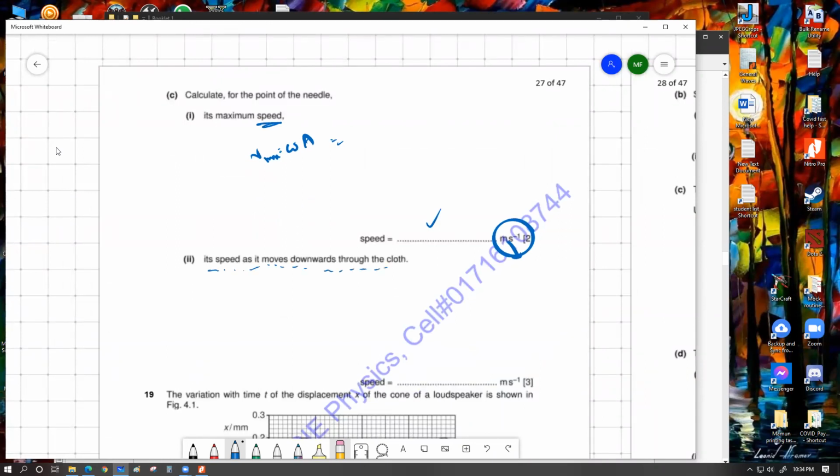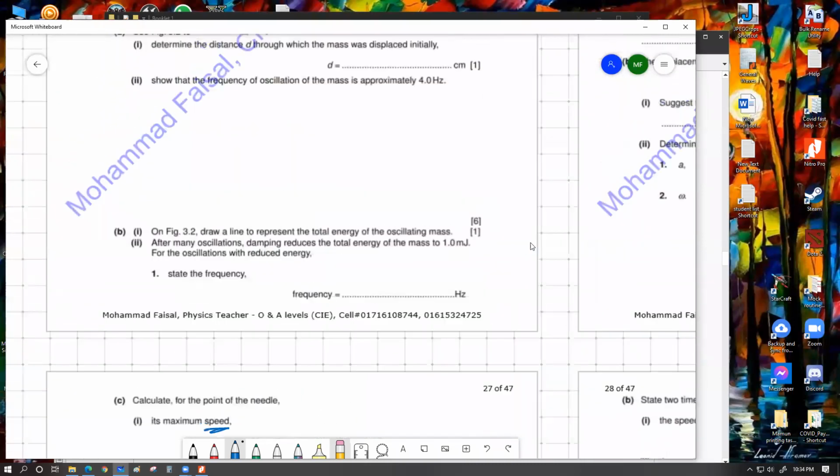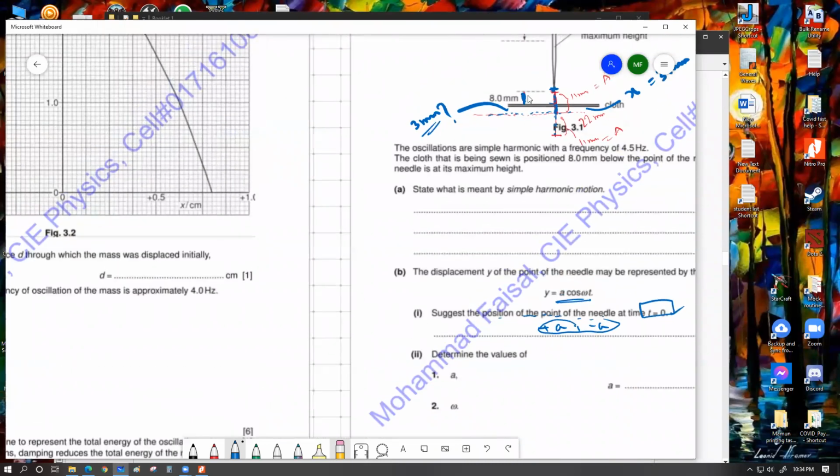Now comes the question, this one is important. Its speed as it moves downward through the cloth. So they are asking you v equals what when x equals 3 millimeter. The question doesn't tell us x equals 3 millimeter, but from the figure in the question you have to figure this out. That's why I spent so long on the 3 millimeter, to explain that when the needle passes through the cloth it is actually 3 millimeter above the equilibrium position.